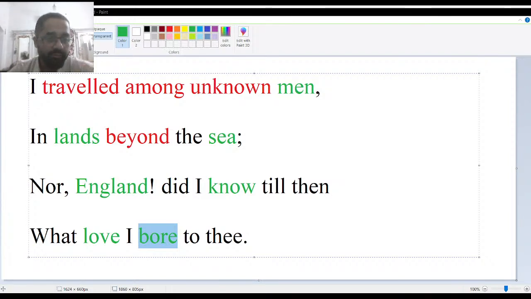Remember that the most important thing that you can begin scanning a passage with is to read the passage well again and again. That will give you a sense of rhythm. Read it in a correct way. So how do you read this passage? I travelled among unknown men in lands beyond the sea, nor England did I know till then, what love I bore to thee. Right?